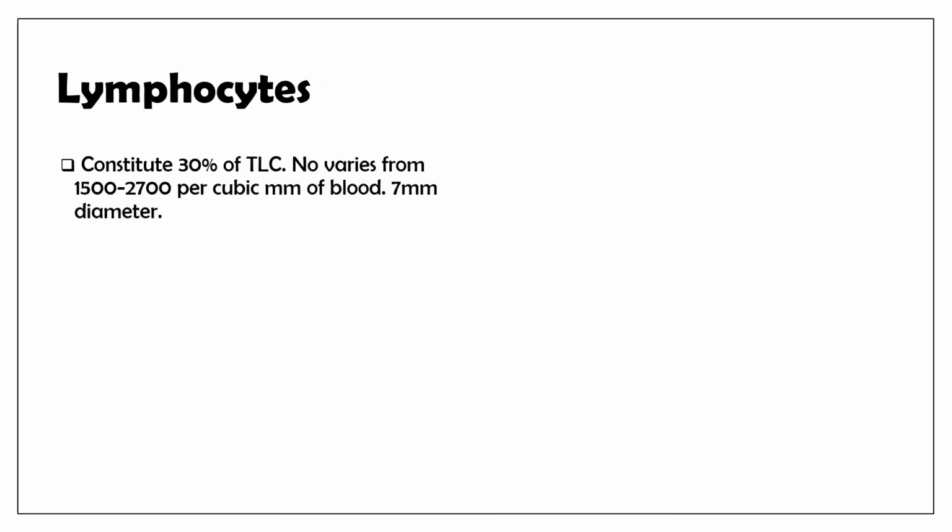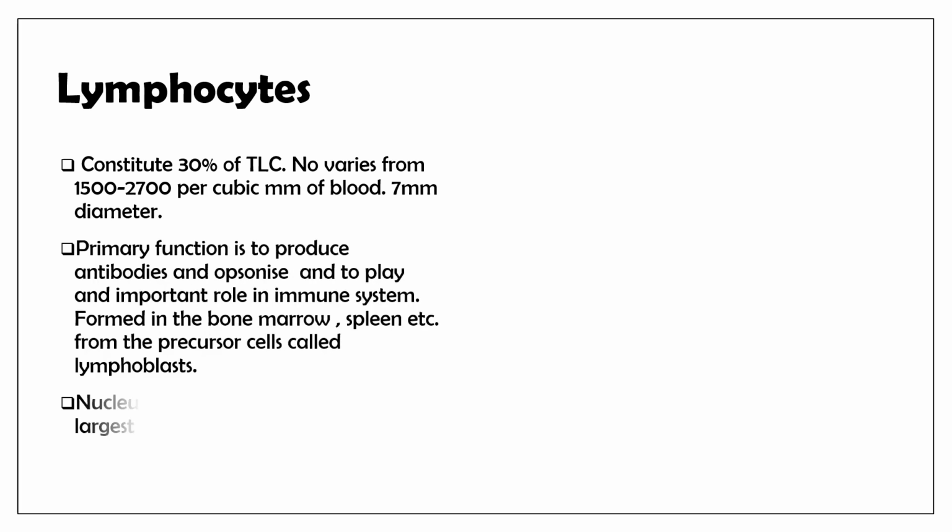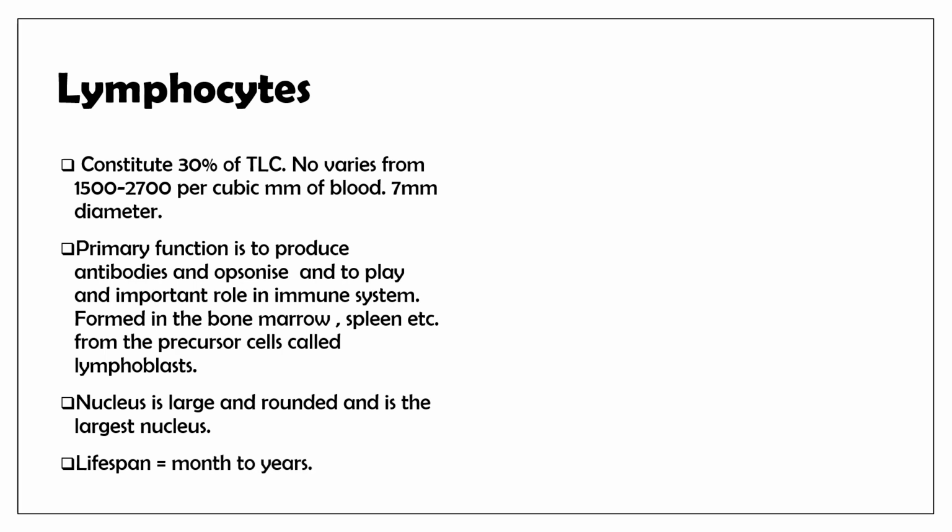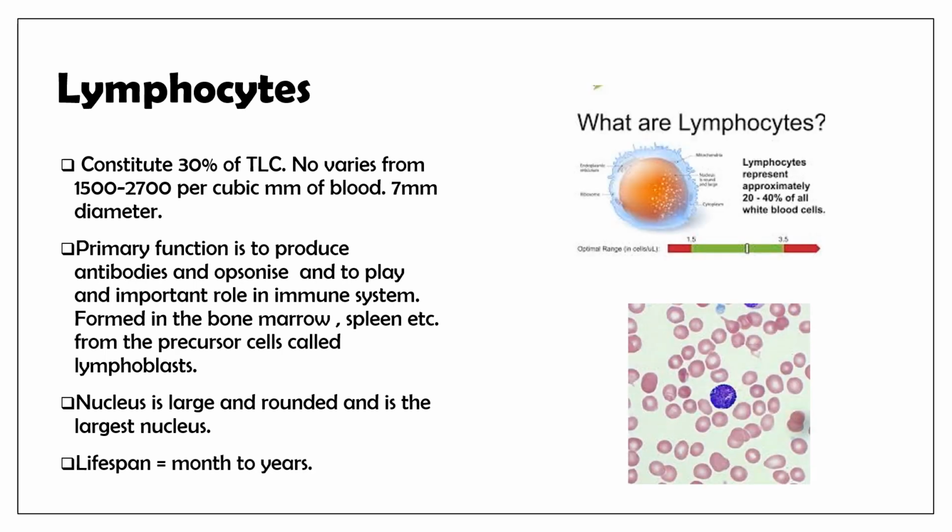Now let's talk about lymphocytes. Lymphocytes constitute 30% of the total leukocyte count, and their number varies from 1500 to 2700 per cubic millimeter of blood, and they are 7 micrometer in diameter. Their primary function is to produce antibodies and to opsonize and to play an important role in the immune system. This is the one that identifies the antigen and provides the first line of defense.